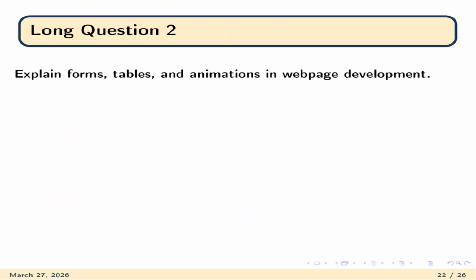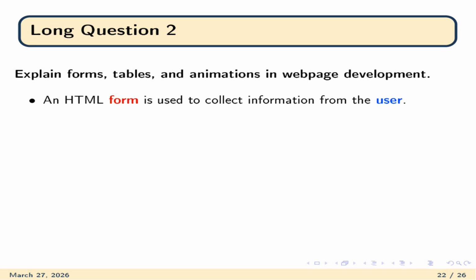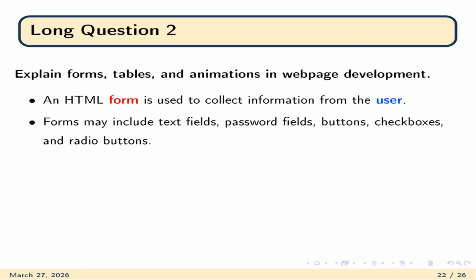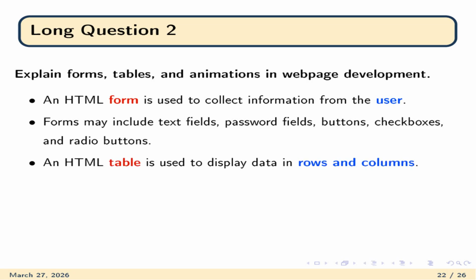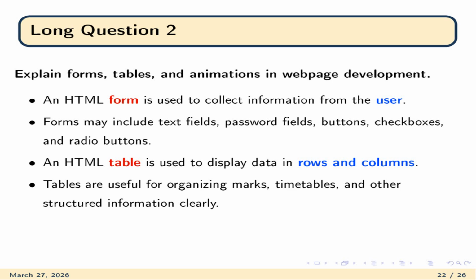Question number 2, explain forms, tables, and animation in web page development. In HTML, a form is used to collect information from the user. Forms may include text fields, password fields, buttons, checkboxes, and radio buttons. An HTML table is used to display data in rows and columns. Tables are useful for organizing marks, timetables, and other structured information clearly.